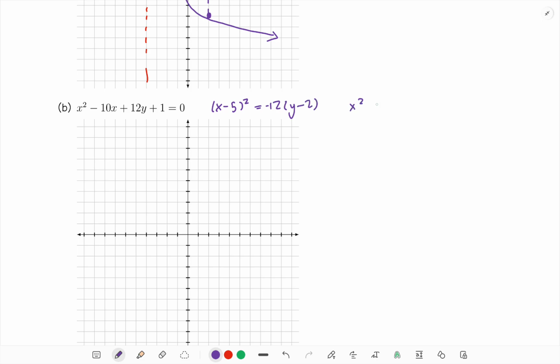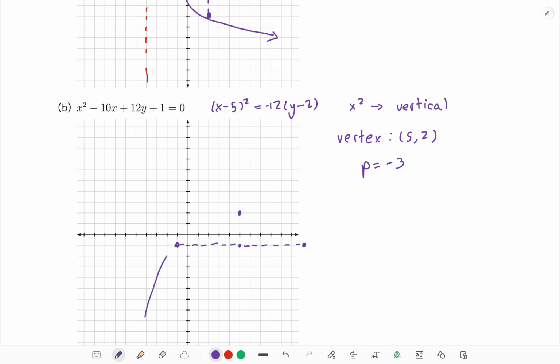So since it's x squared, this is vertical. The vertex is 5, 2, and we already identified p as negative 3. So 1, 2, 3, 4, 5, 2. And since it's vertical and p is negative 3, I'm going to go down 3. 1, 2, 3. And then 1, 2, 3, 4, 5, 6. The reason for 6 is you go 2 times the absolute value of p.